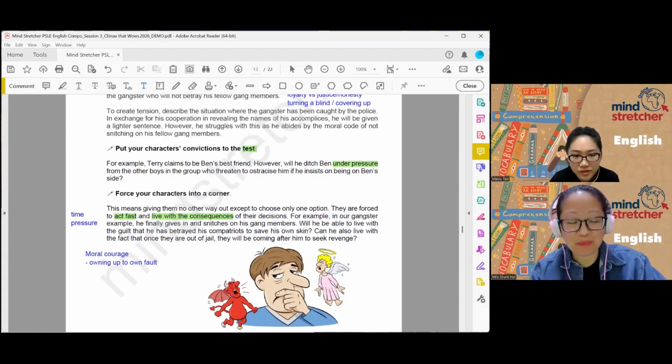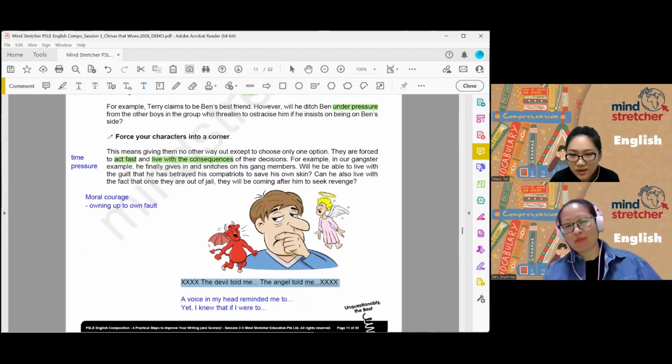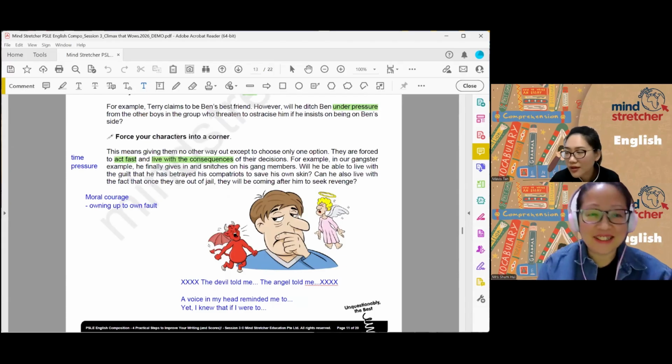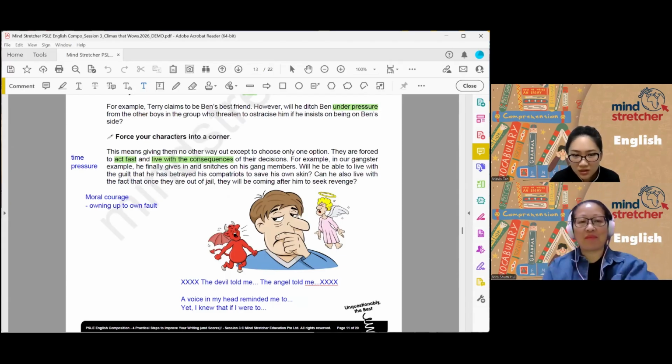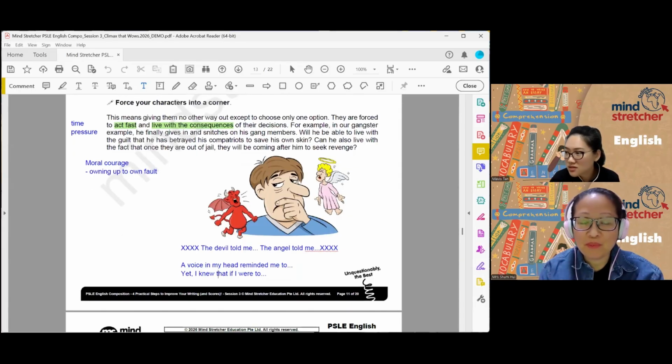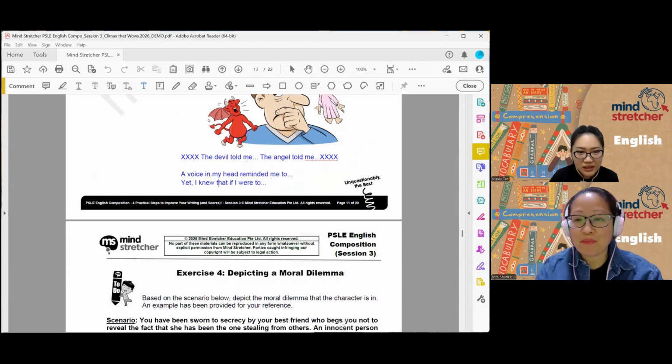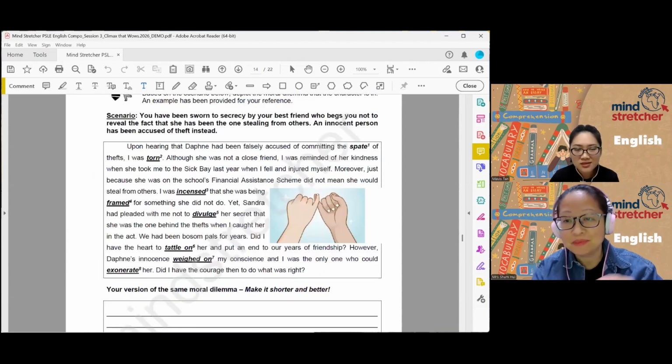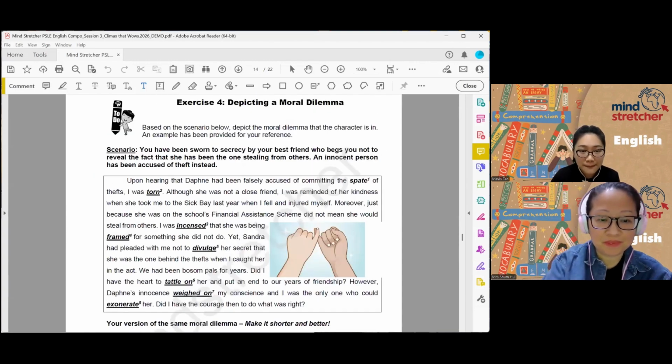Okay, so yes, this is the one that will not work. It's actually awkward. So there is no need to tell me devil or angel. What we share with you here, it's useful. Okay, useful enough. And it's smooth. Now, let's take a look at this. Okay, there is a moral dilemma happening here.